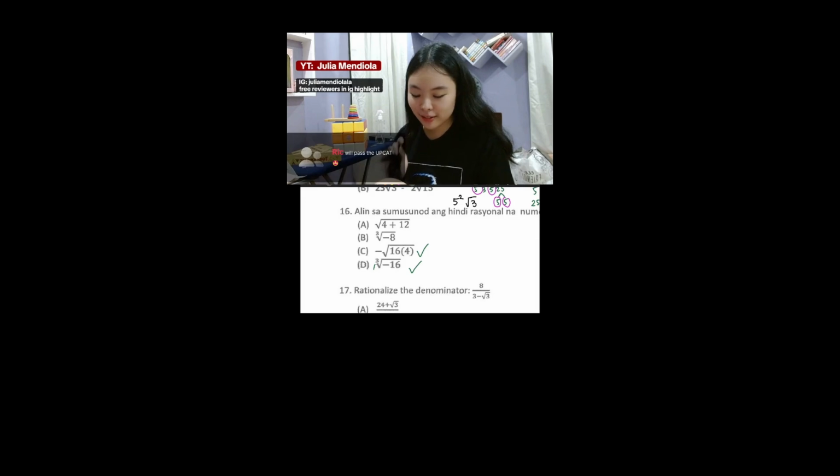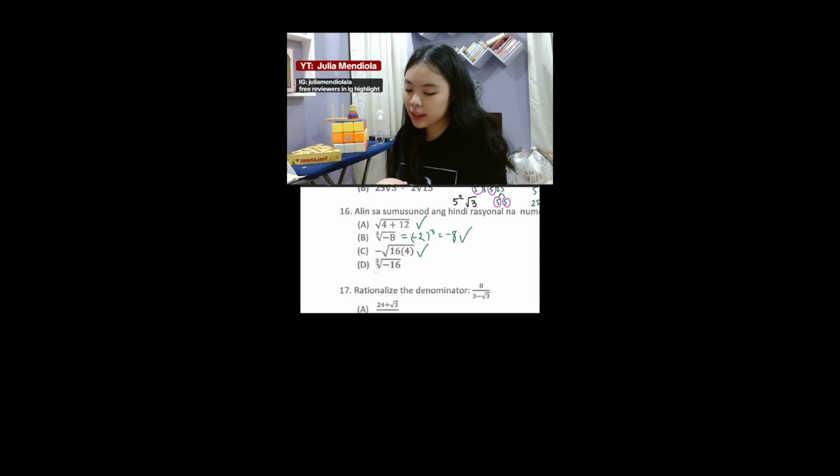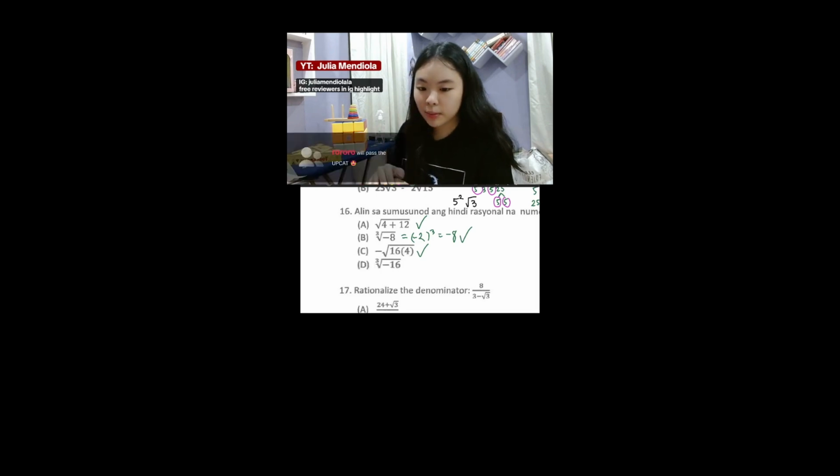D daw? Mali bang D? Wait lang, check muna natin. So, obviously, tama ang 1 kasi that's just square root of 16. Okay? And pwede positive sa square root. Ito naman, this will give you negative 2 ang sagot. Kasi negative 2 cubed is equal to negative 8. And then, itong pangatlo, nasa labas ang negative. So, tama din yan. Bakit mali ito? Bakit siya mali? D po kasi hindi siya perfect cube.